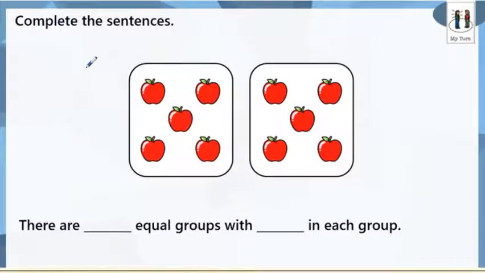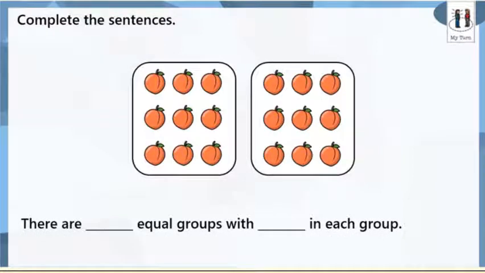Complete the sentences. There are how many equal groups with how many in each group? So how many? 1, 2. And how many in each group? 1, 2, 3, 4, 5. There are 2 equal groups with 5 in each group, 2 lots of 5.